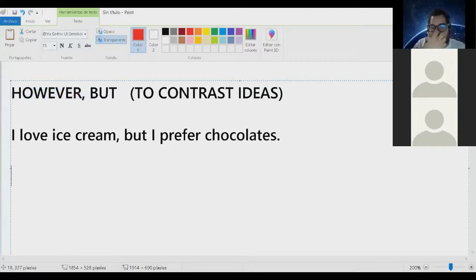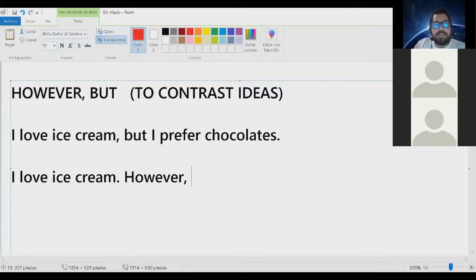But there is a condition. We can say, for example, I love ice cream, period, however, comma. We can even use a semicolon, but let's keep it at the simplest, the period. I love ice cream. However, I prefer. What happened here? You see?